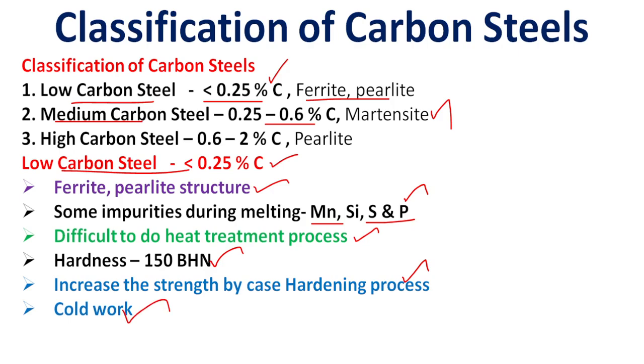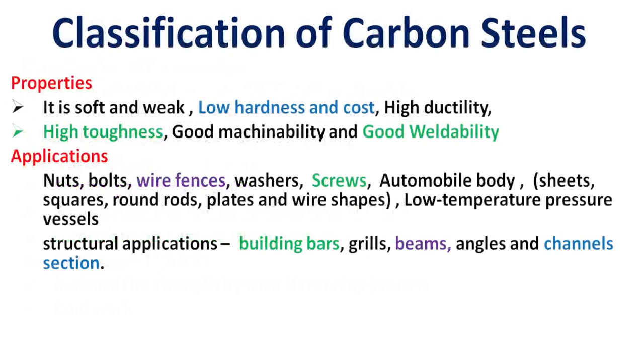The next option is the cold work process, which suits low carbon steel material. The properties of low carbon steel are that it is a soft and weak material with low hardness and cost, high ductility, and high toughness. Since the carbon content is very low, it has good machinability and good weldability. These are the properties of low carbon steel material.